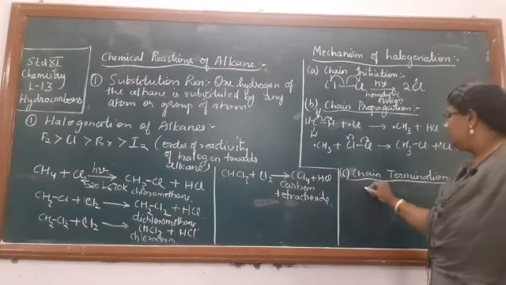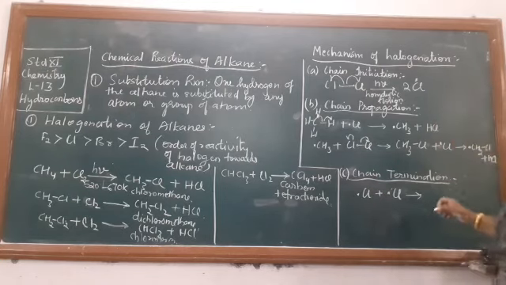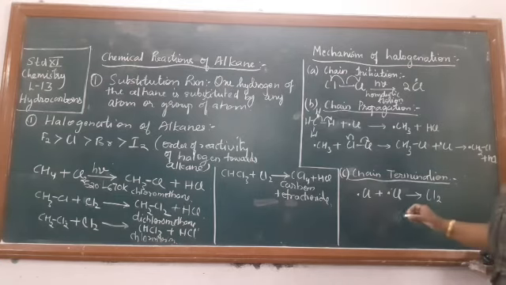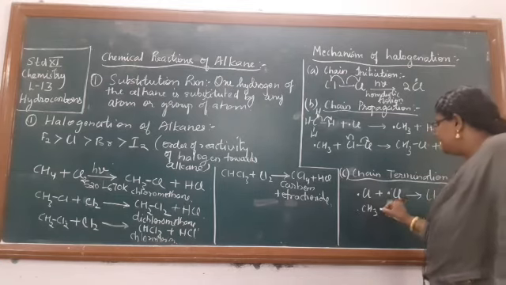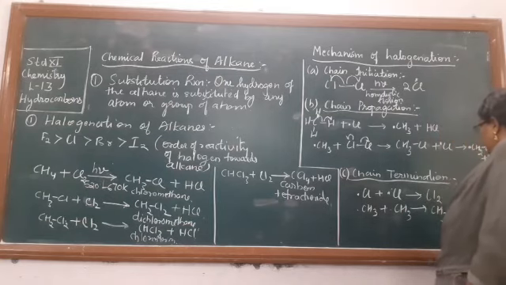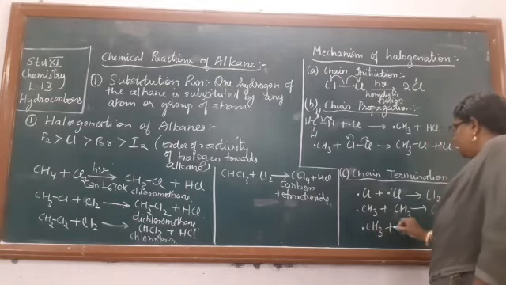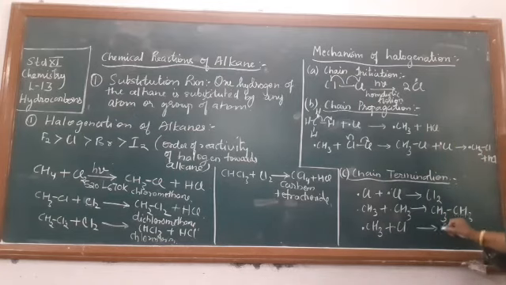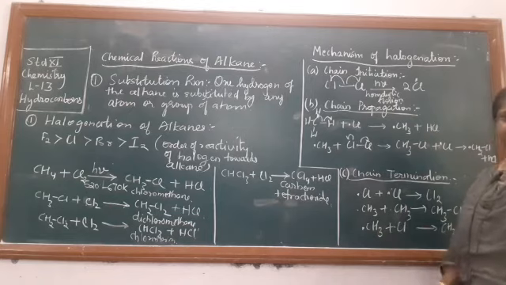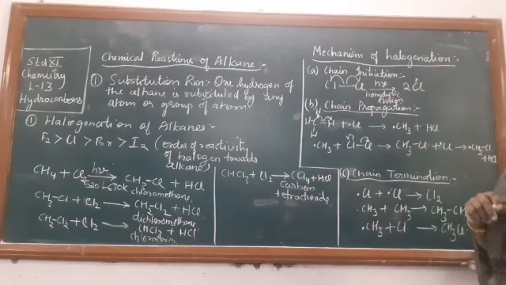Lastly, what happens? There will be chain termination steps which occur in this manner. The two chlorine free radicals combine to give you Cl2, or the two methyl free radicals combine to give you ethane, or the CH3 methyl free radical will combine with chlorine free radical to give you CH3Cl. These are called chain termination steps. Chain is being terminated here, stopped here. So this is how the mechanism of halogenation can be understood.